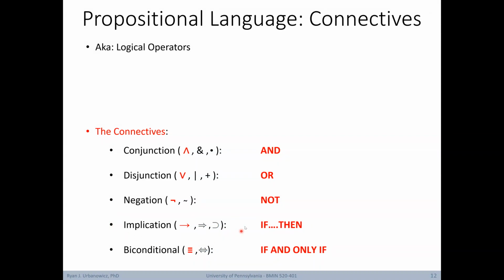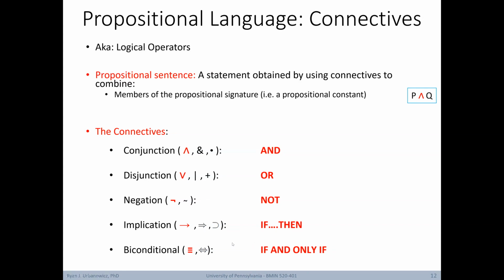The implication connective means if, then. And it connects two propositional constants. Lastly, there's biconditional, which looks like an equals but is different. This means if and only if. Now let's define a propositional sentence. This is a statement obtained by using connectives to combine members of the propositional signature.